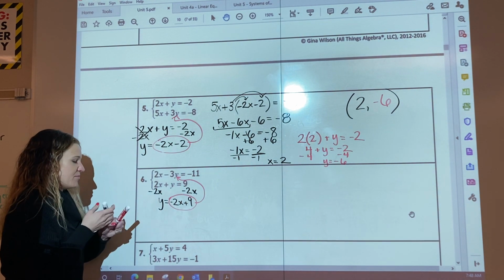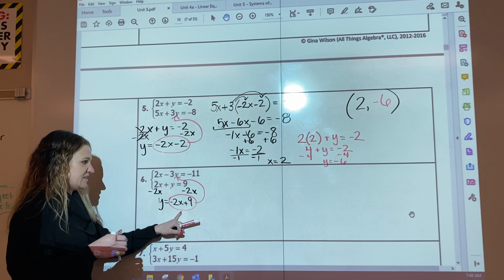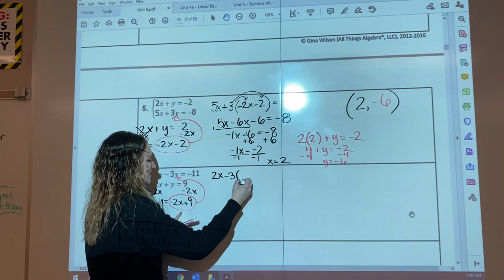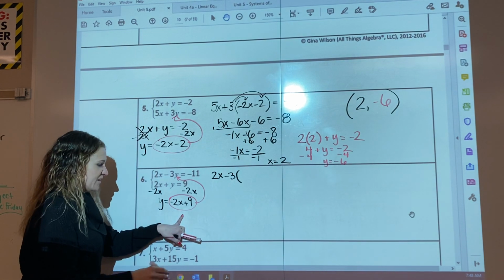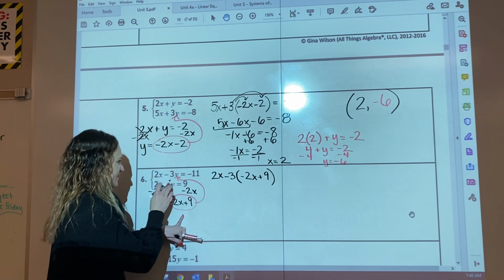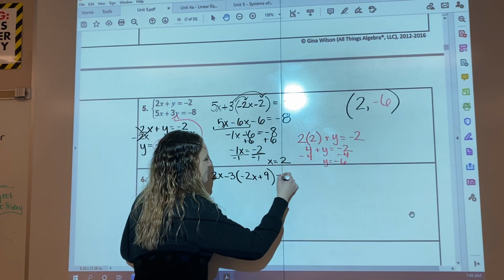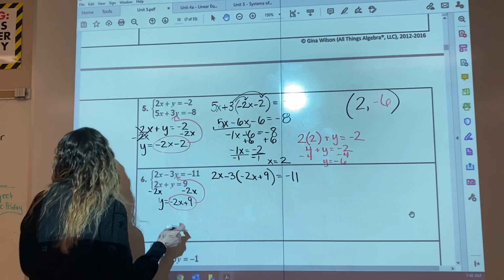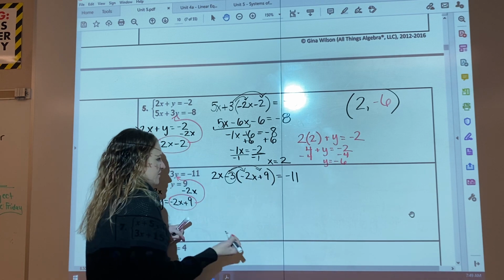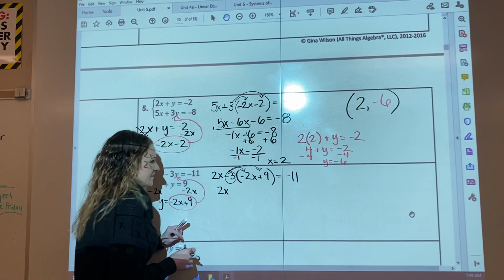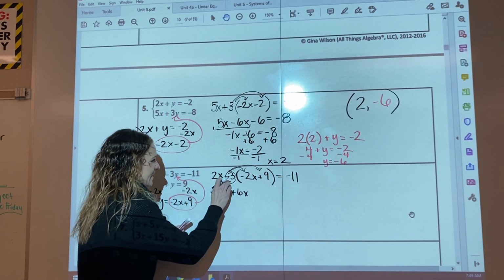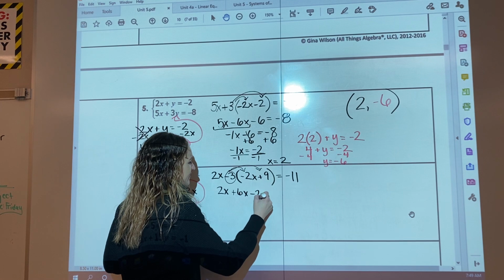So let me rewrite this top equation, but I'm going to substitute this in when I get to the y. So I have 2x minus 3 times, this is where I'm going to substitute it in, negative 2x plus 9, equals negative 11. Let's distribute this negative 3. First, I'm going to drop down my positive 2x. A negative times a negative would give me a positive 6x. A negative times a positive would give me a negative 27.